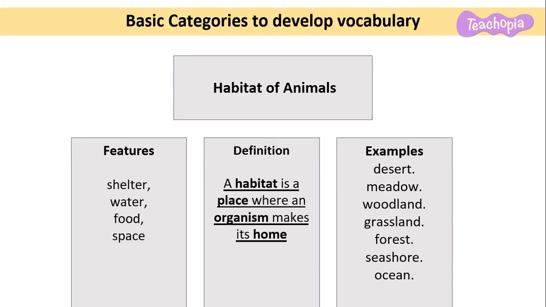Then features. What are some of the features of a habitat of animals? Shelter, water, food, and space are features or characteristics of the habitat of animals. Then we have examples of habitat of animals. That is desert, meadow, woodland, grassland, forest, seashore, ocean, and the list goes on.